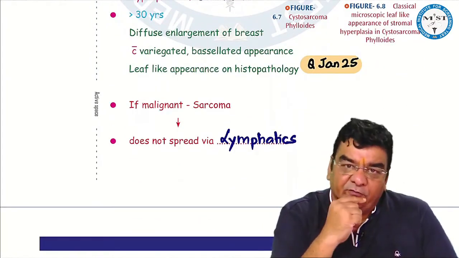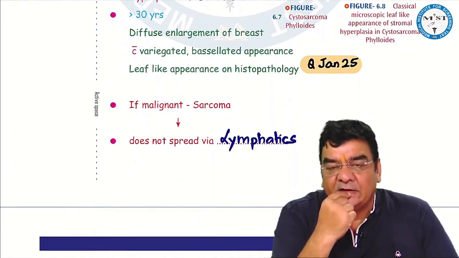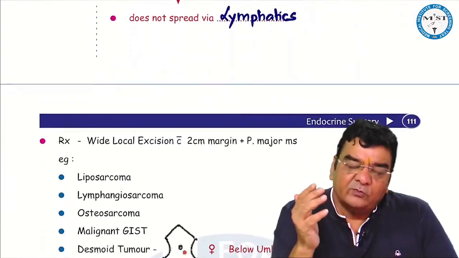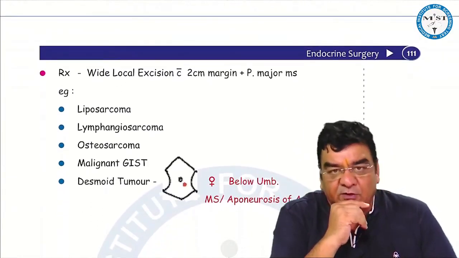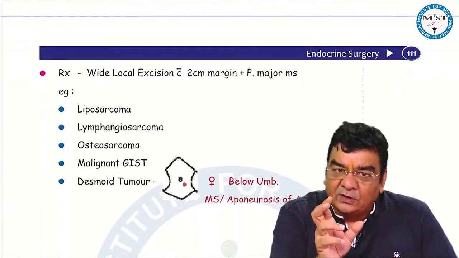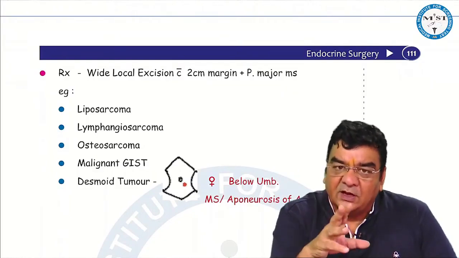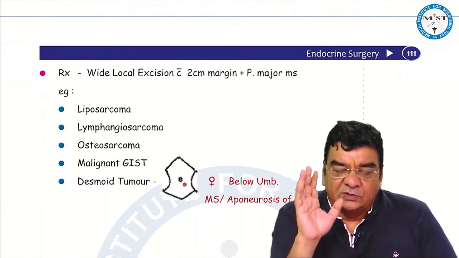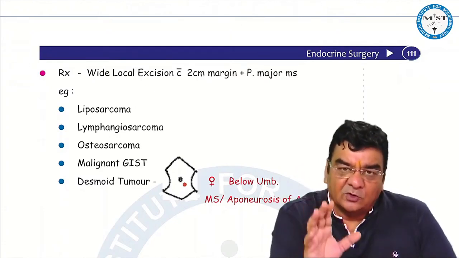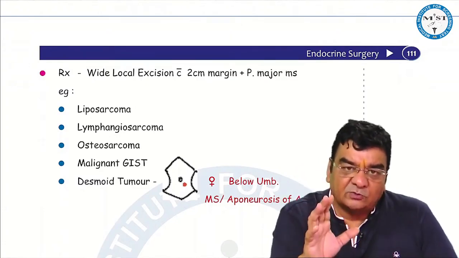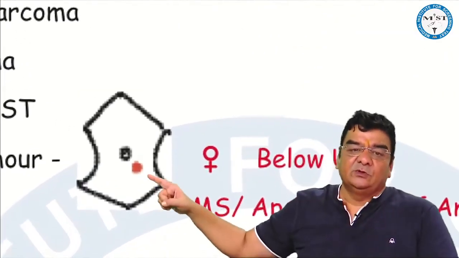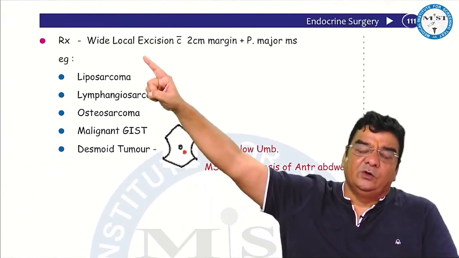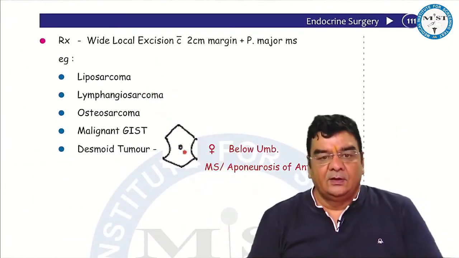Now, if this becomes malignant, then it is sarcoma, and sarcomas do not spread by lymphatics. So lymph node removal will not be required in the management of these phyllodes tumors. We have to do a wide local excision with a 2 centimeter margin along with the pectoralis major muscle. Treatment for all the sarcomas, whether it is liposarcoma, lymphangiosarcoma, osteosarcoma, malignant GIST, or desmoid tumor, which is common in females below the umbilicus from the muscle aponeurosis of the anterior abdominal wall, will be wide local excision. Right.